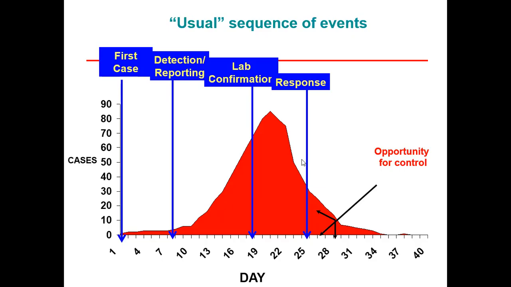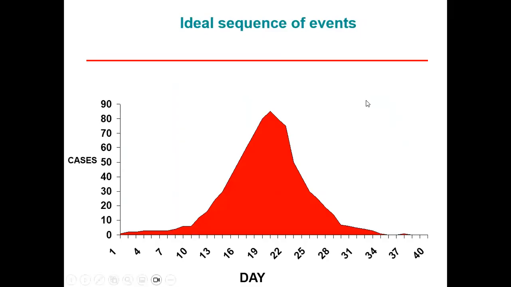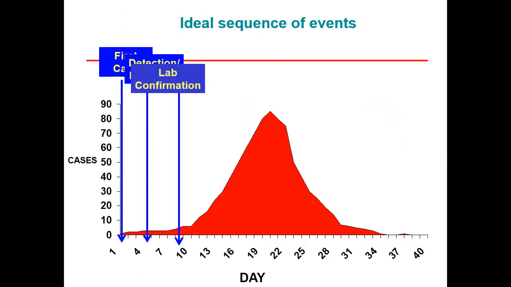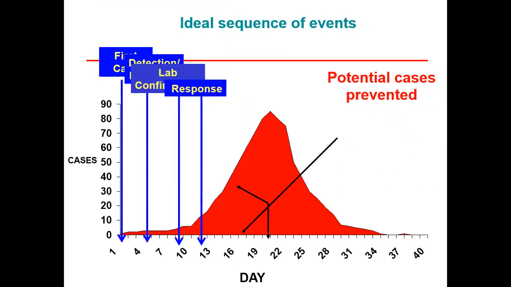This is usual. This is how you would see, but we don't want this. We want something much faster than this in our own outbreak response. And you see that? Can you see that it's closer now? So you don't have to wait until the epidemic's almost over for you to start to respond. This is what it's supposed to look like.